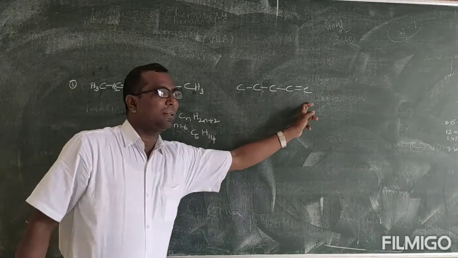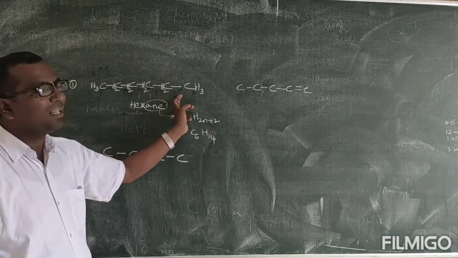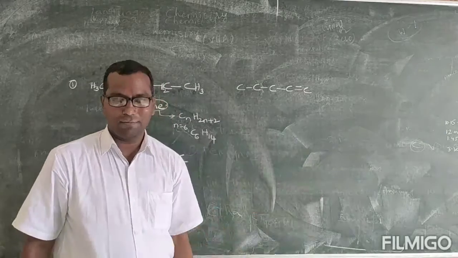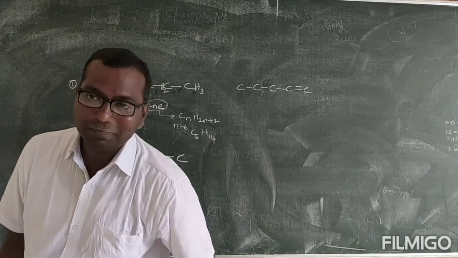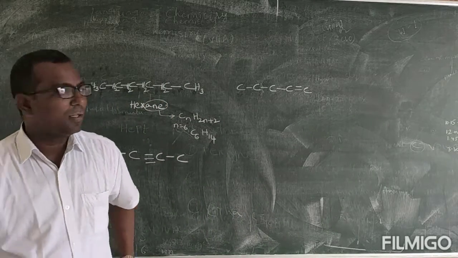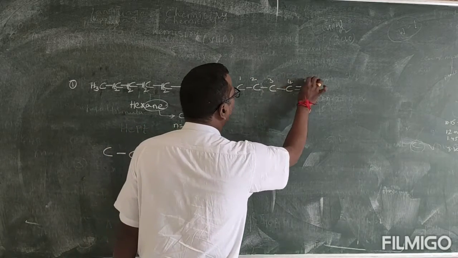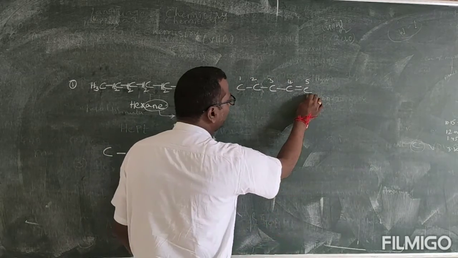Now here all are single bonds, that's why we have taken this. But here a double bond came. Then how will we do it? Where will we write? The numbering should be like this: 1, 2, 3, 4, 5, or it should be like this.